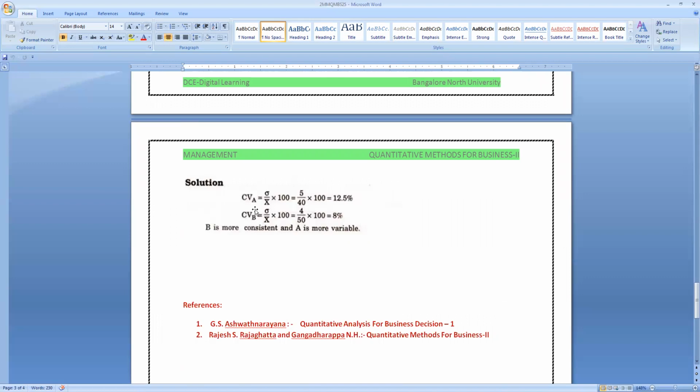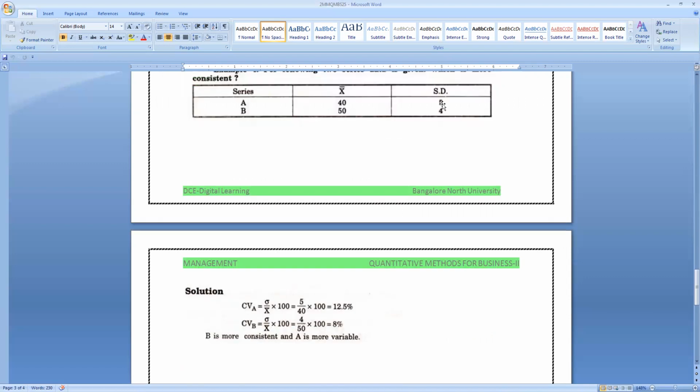The coefficient of variation of A: the formula for CV is standard deviation by mean into 100. The standard deviation is given already, that is 5 divided by 40 into 100, which is 12.5%. For the B series, standard deviation by mean into 100 is 4 by 50 into 100, which is 8%. So we can say that B is more consistent than A, because the CV of B is less compared to A; therefore B is more consistent, and A is more variable.